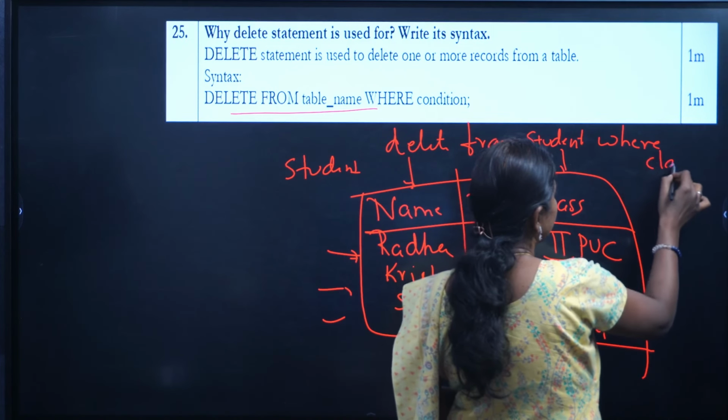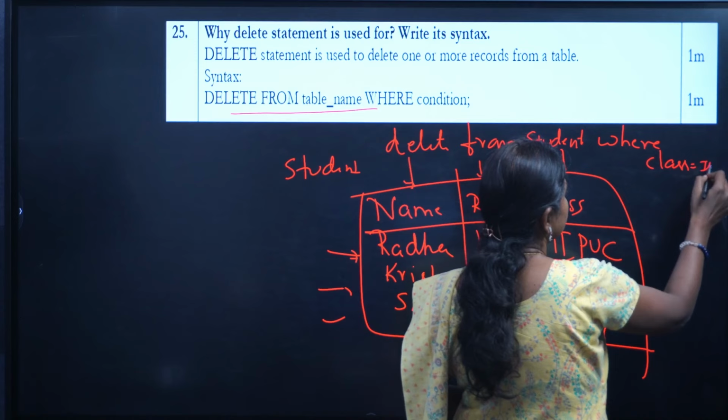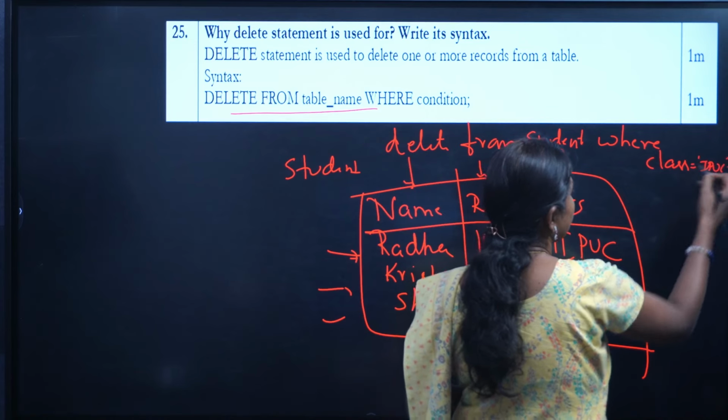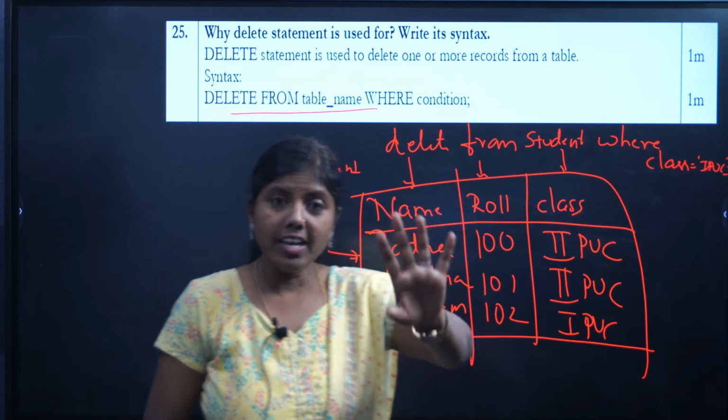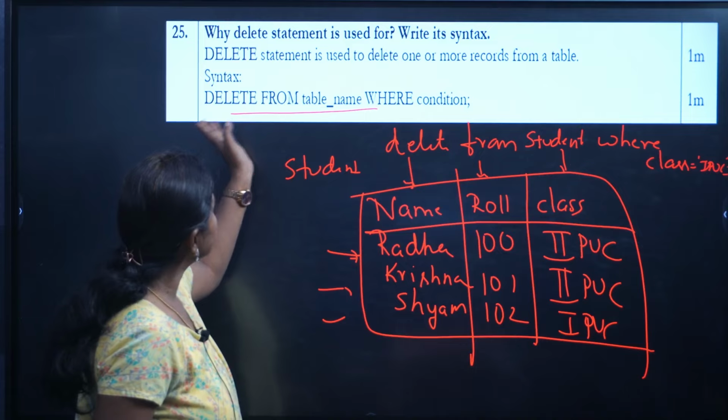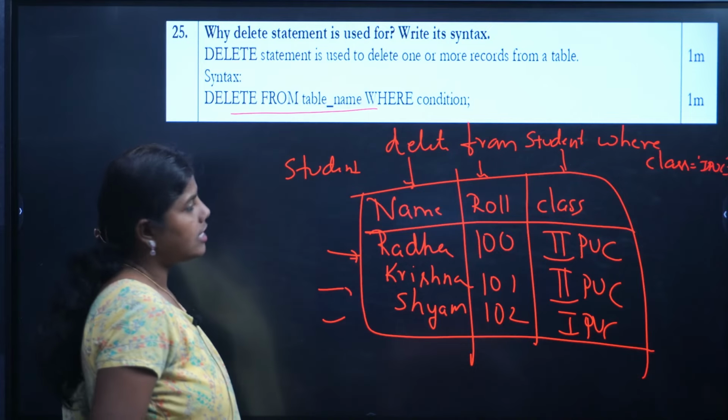Delete from table name where class is equal to first PUC. A condition also can be given. Very simple. What is the syntax? Delete from table name where condition.